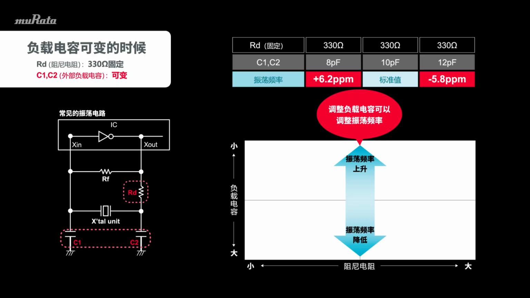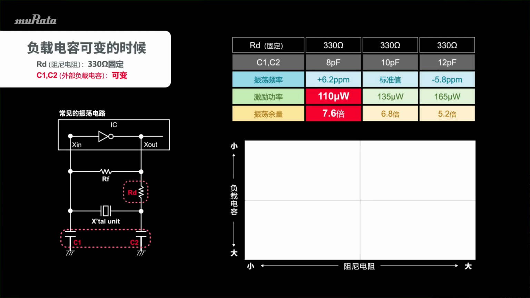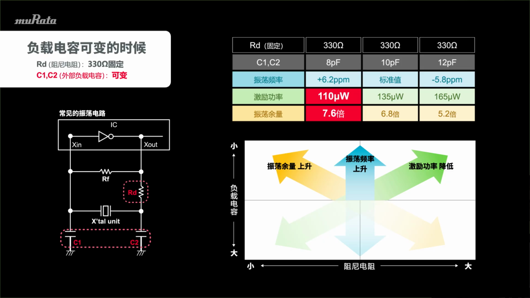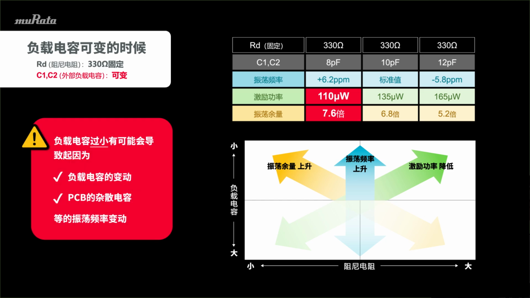obtained. On the other hand, if the load capacitance is changed for frequency adjustment, the drive level and oscillation margin will also be affected. When increasing the oscillation frequency by reducing the value of the load capacitance, the oscillation margin is improved and drive levels can be reduced. However, if the load capacitance is too small, minor effects can cause frequency fluctuation and require attention.